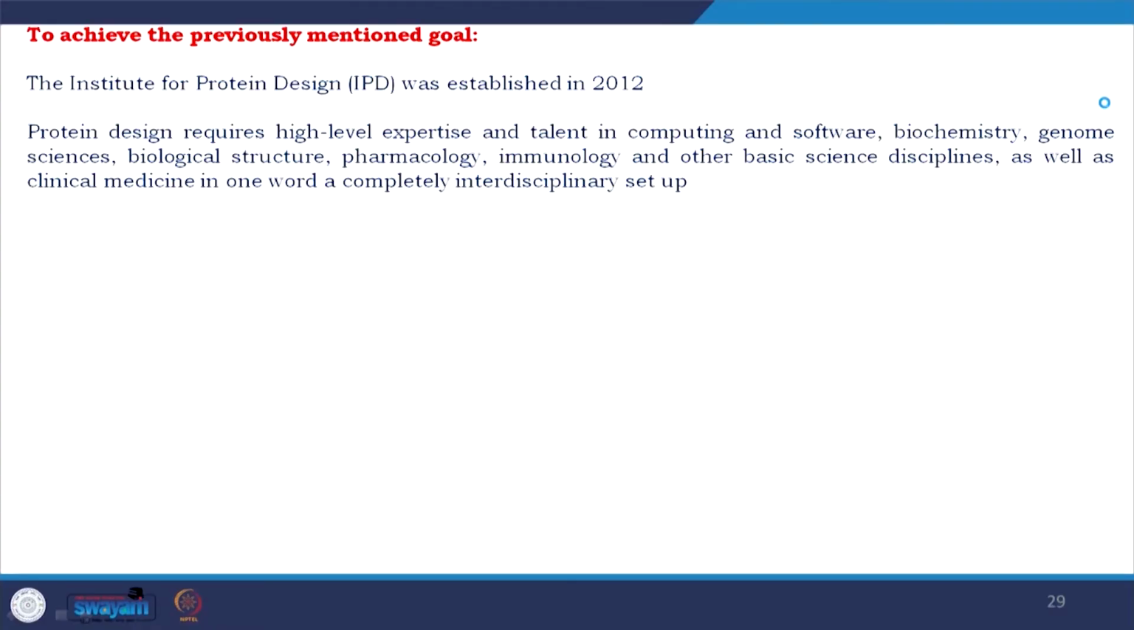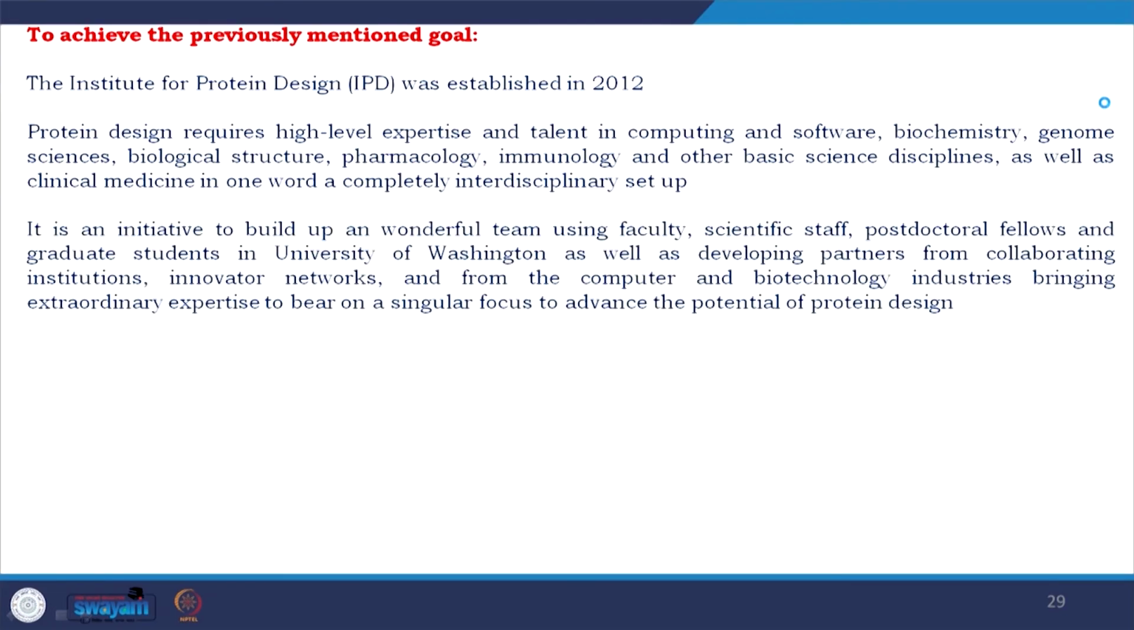Protein design requires high level expertise and talent in computing and software, biochemistry, genome science, biological structure, pharmacology, immunology and other basic science disciplines, as well as clinical medicine. In one word, an extremely interdisciplinary setup which they have got there. It is an initiative to build a wonderful team using faculty, scientific staff, postdoctoral fellows and graduate students at the University of Washington, as well as developing partners from collaborating institutions, innovator networks and from the computer and biotechnology industries, bringing extraordinary expertise to bear on a singular focus to advance the potential of protein design.